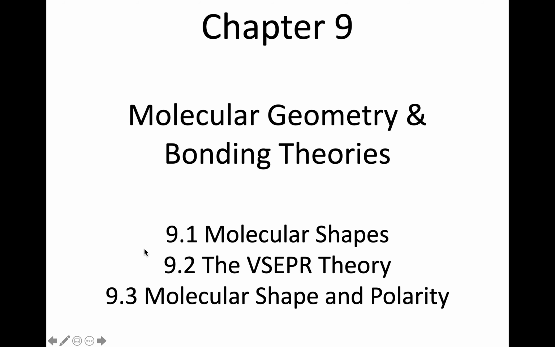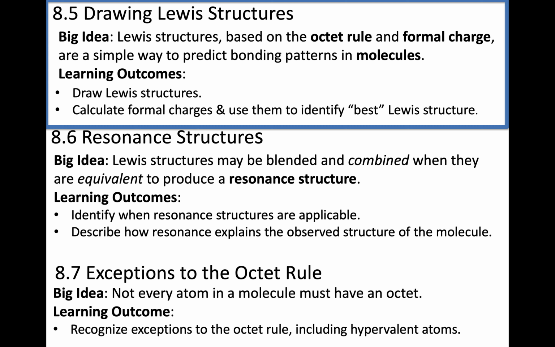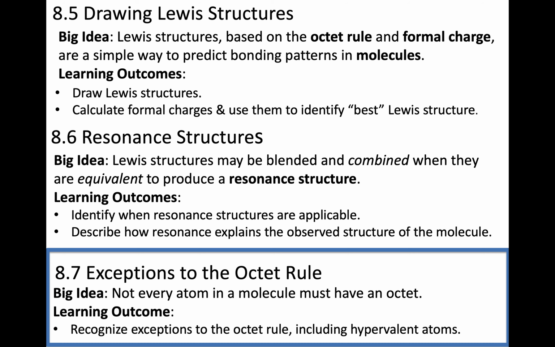Chapter 9 begins by looking at the shapes of molecules, applies something called VSEPR theory to determine these shapes, and considers how the shape can affect the polarity of the molecule. Chapter 9 builds on ideas from Chapter 8, in particular being able to draw Lewis structures, account for resonance, and recognize when we have exceptions to the octet rule. All of these ideas and skills are used in Chapter 9.